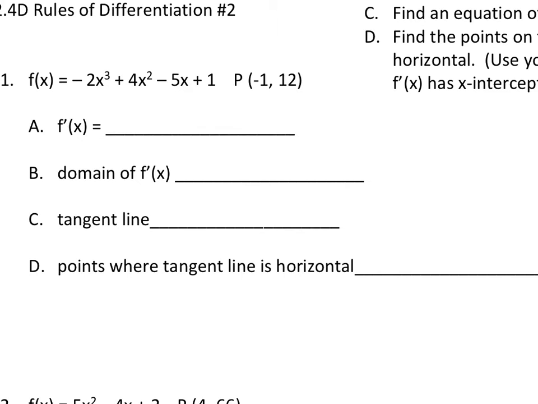Number 1, A, find f prime of x. F prime of x is, we're going to use the power rule, so we're going to take 3 and multiply it times negative 2, and that's going to give us negative 6x, drop the power. 2 times 4 is going to give us 8, drop the power, so 2 minus 1. The power on the negative 5x is a 1, so it's just going to become minus 5, and then the derivative of 1, because it's a constant and has a slope of 0, will just be 0.